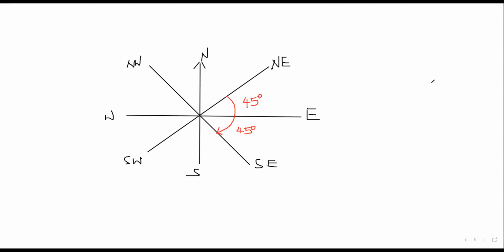Okay, so from northeast to southeast, we have 45 degrees plus 45 degrees. So we shall get 90 degrees. So that is right.